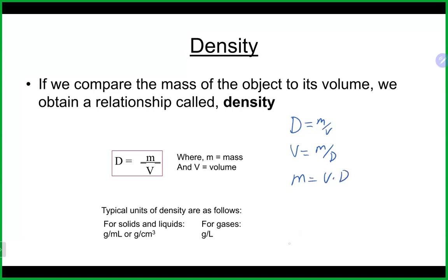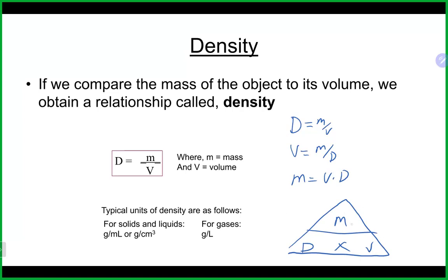Sometimes people remember the DMV triangle. Everybody loves the DMV, right? So a little bit like that. Density is mass divided by volume. Volume is mass over density, and mass is density times volume.